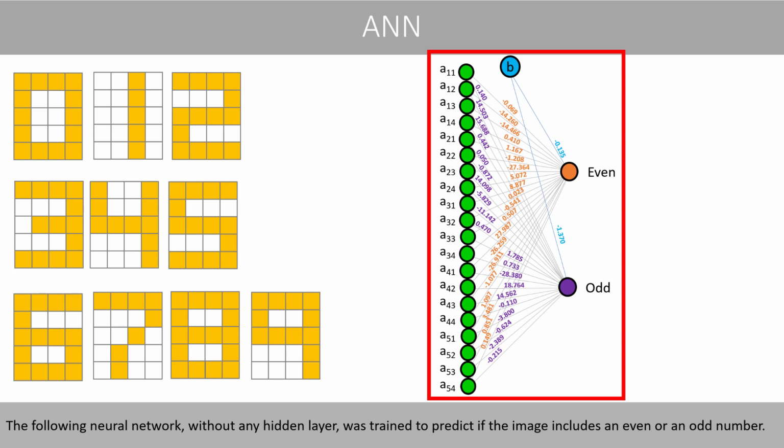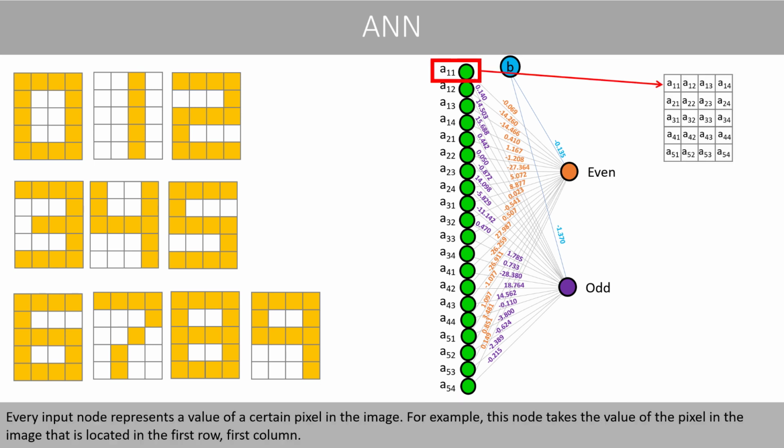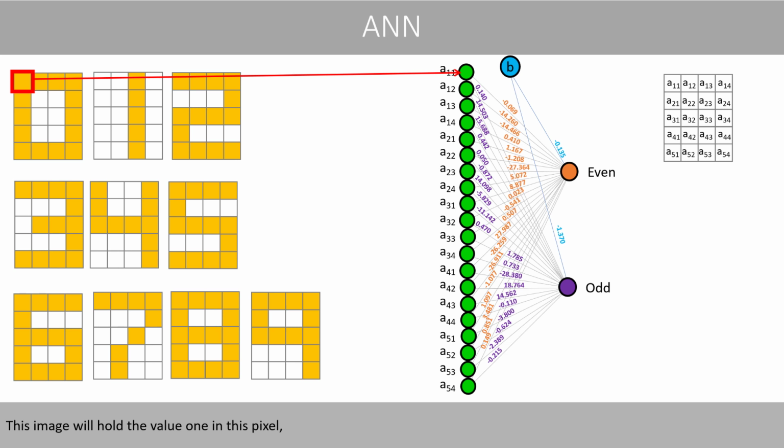The following neural network, without any hidden layer, was trained to predict if the image includes an even or an odd number. Every input node represents a value of a certain pixel in the image. For example, this node takes the value of the pixel in the image that is located in the first row, first column. This image will hold the value 1 in this pixel, whereas this image will hold the value 0 for the corresponding pixel.